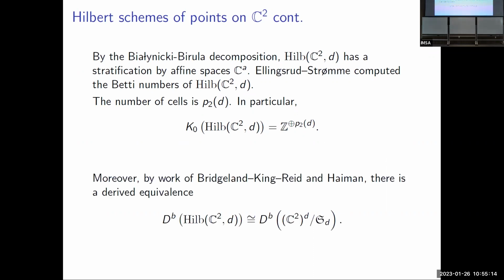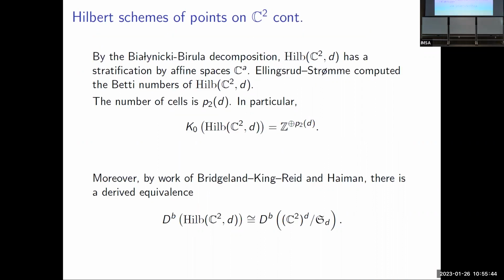So a theorem that provides such an explanation is this Bridgeland-King-Reid theorem that tells you that there is a derived equivalence between Hilb C2D and an orbifold. So where the orbifold is C2 to the power D mod sigma D.